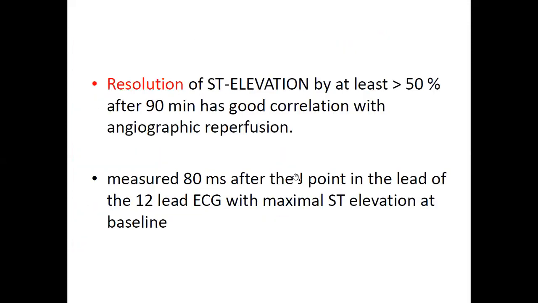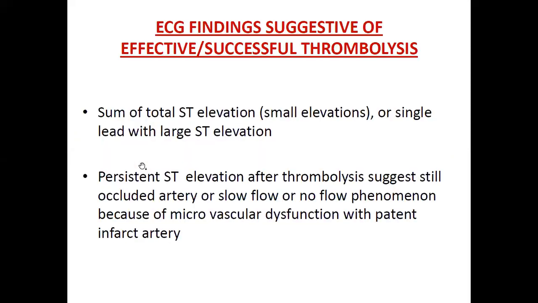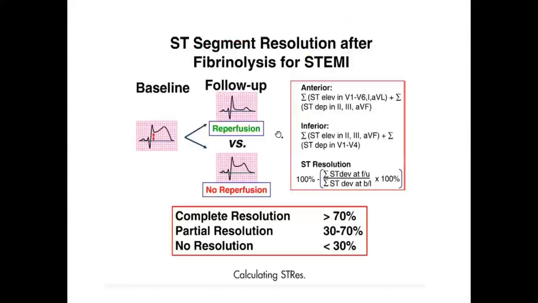Here is an ECG with maximal elevation at baseline, and you compare that. You can see elevation in lead 2 and in AVF as well. After successful thrombolysis, you can see the elevation has completely disappeared in leads 2, 3, and AVF. So this is an inferior wall MI ECG. As we have already discussed, you take into consideration the sum of total elevation or a single lead with large ST elevation. Here again, this was the baseline. If there is successful thrombolysis, the elevation has decreased. If there is not a successful thrombolysis, the elevation has persisted.